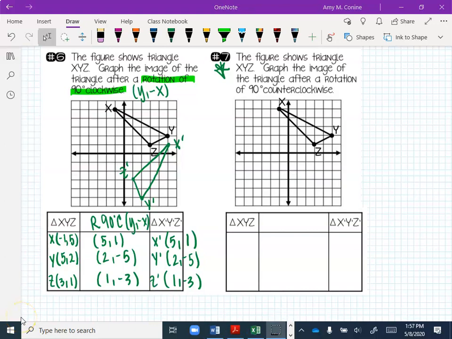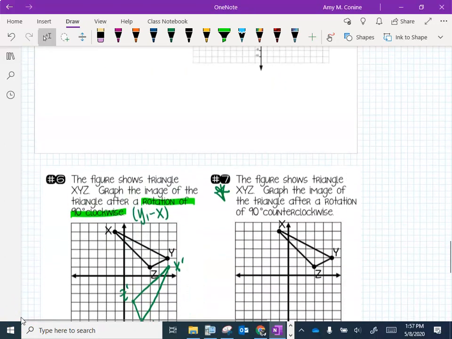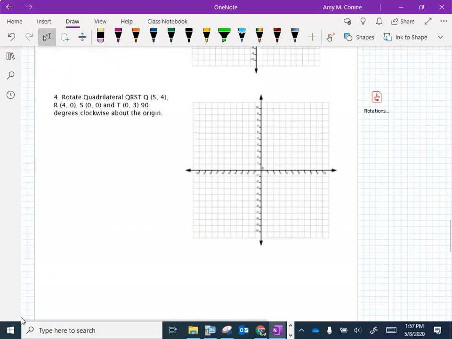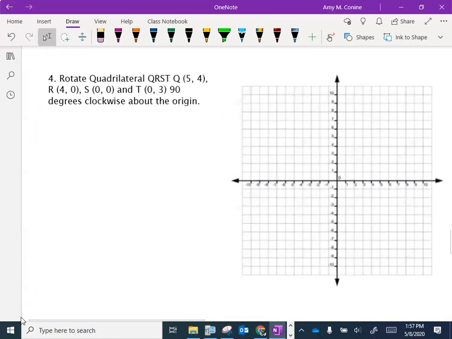Okay, so I'm going to have you do number 7 on your own. And after you do number 7 and you check your answers in Edpuzzle, you're going to go ahead and do number 4 on your own, the quadrilateral.